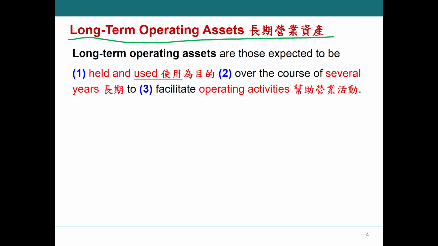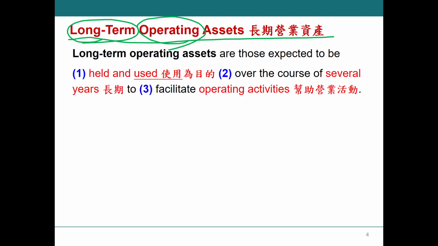Look at the terms. What kind of characteristics do they have? First is long-term, right? Long-term means what? We are going to use them for a long time, for many years, not only for 1 year. Second term is what? They are operating. What does it mean, operating? We use them for operating activities, so we use them to help us earn sales revenues, service revenues from customers.